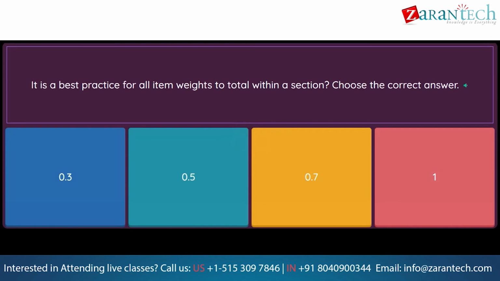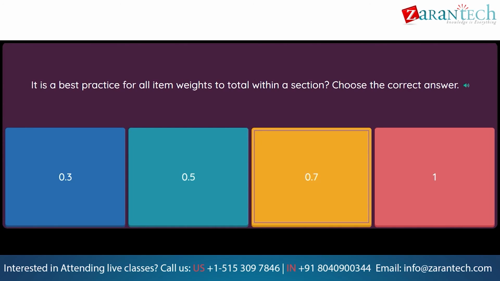Question: it is a best practice for all item weights to total what within a section? Choose the correct answer. Option 1 0.3. Option 2 0.5. Option 3 0.7. Option 4 1.